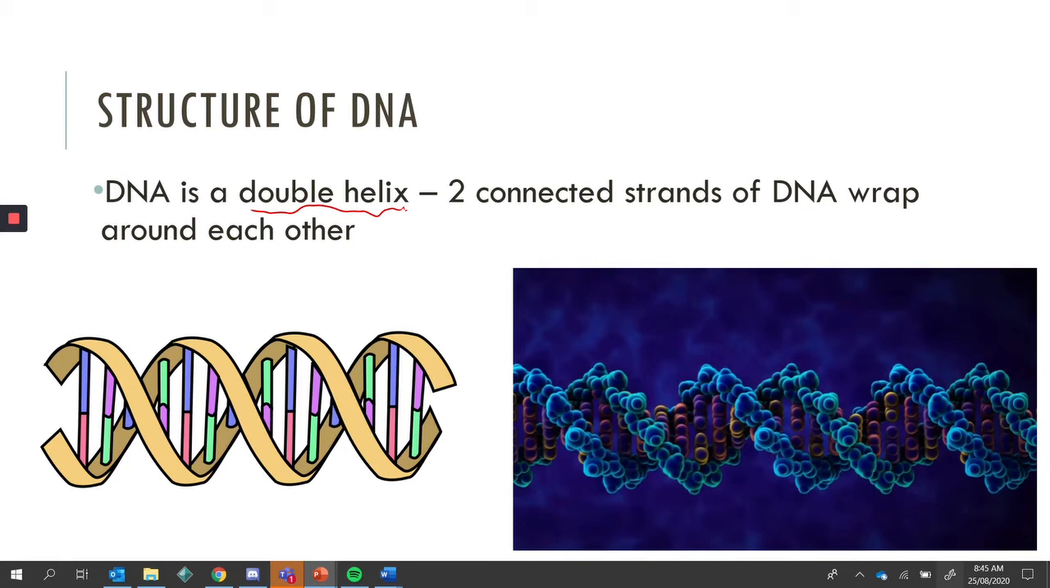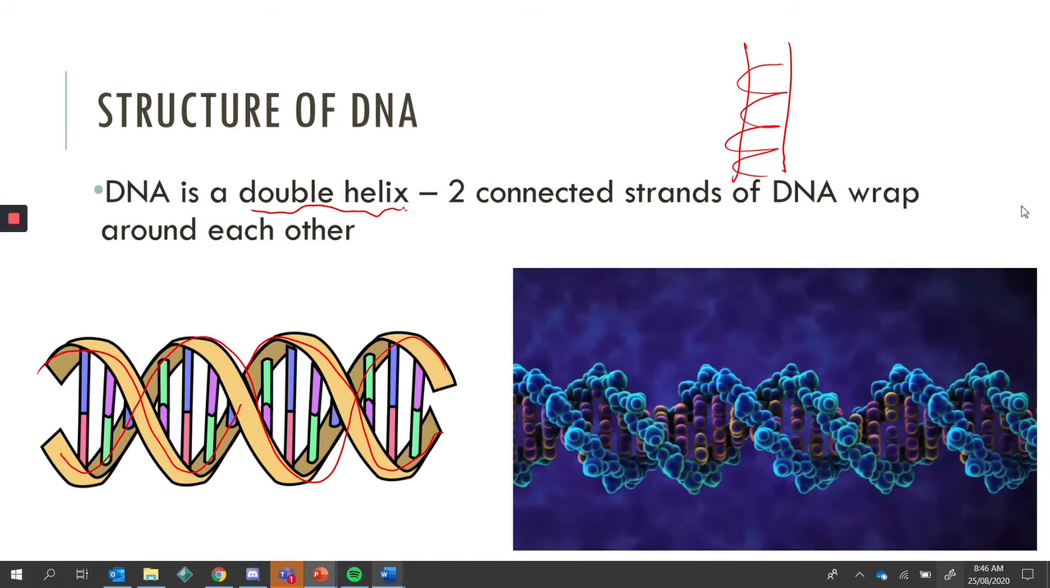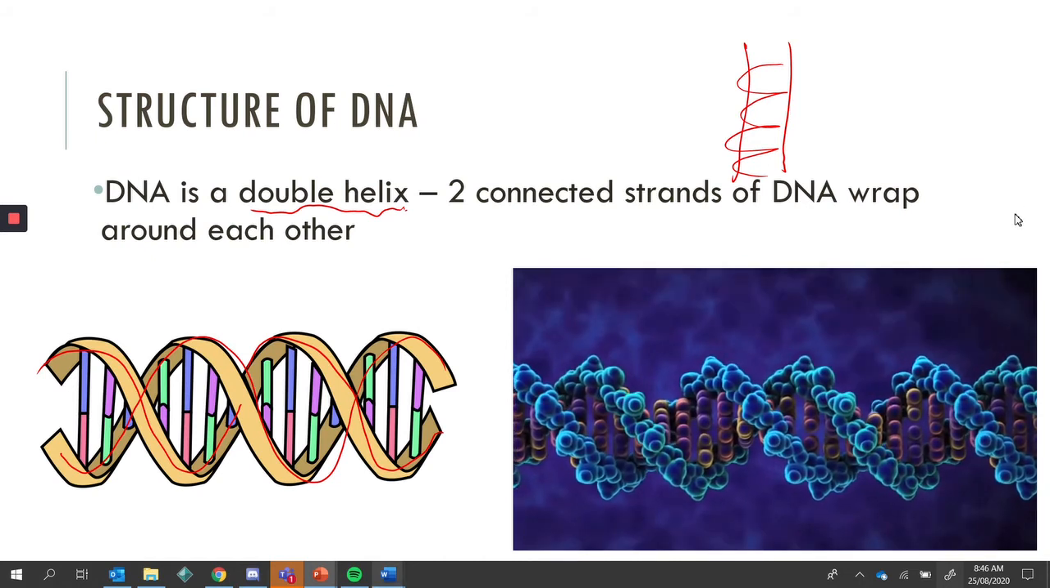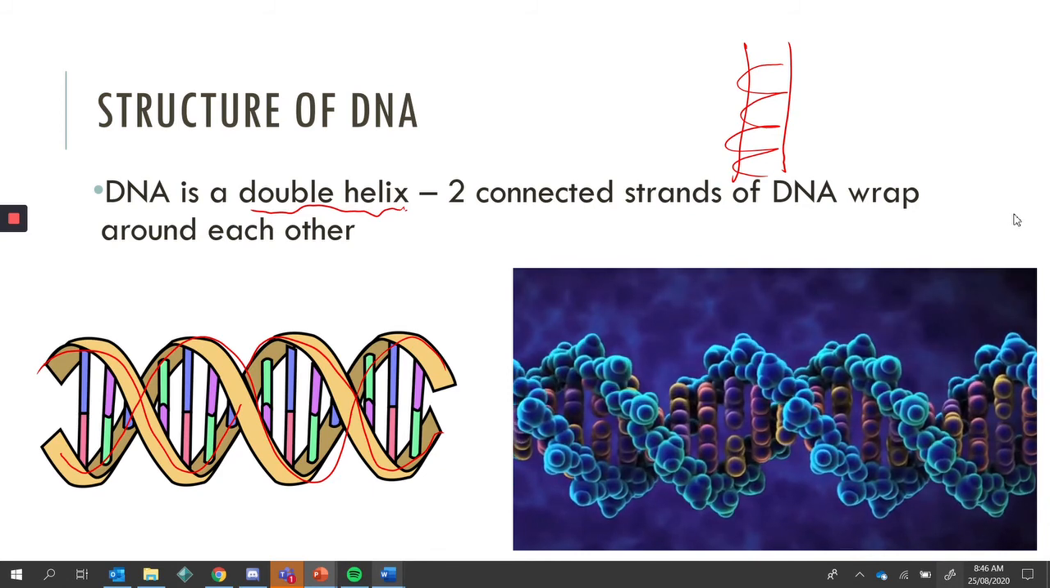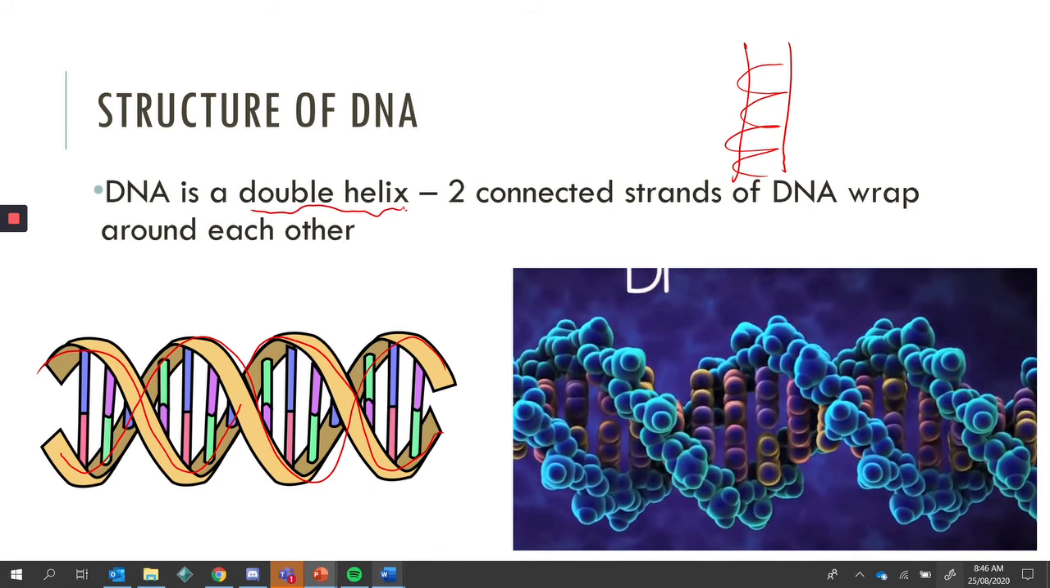So when I say double helix, what we've got here is two connected strands of DNA that wrap around each other. So they look like this, the two strands, but then they twist like this. So you can see this double helix is these two strands that sort of twist around each other like that. So you can see it a bit better here. Okay, so you can really see that shape in there, the double helix.